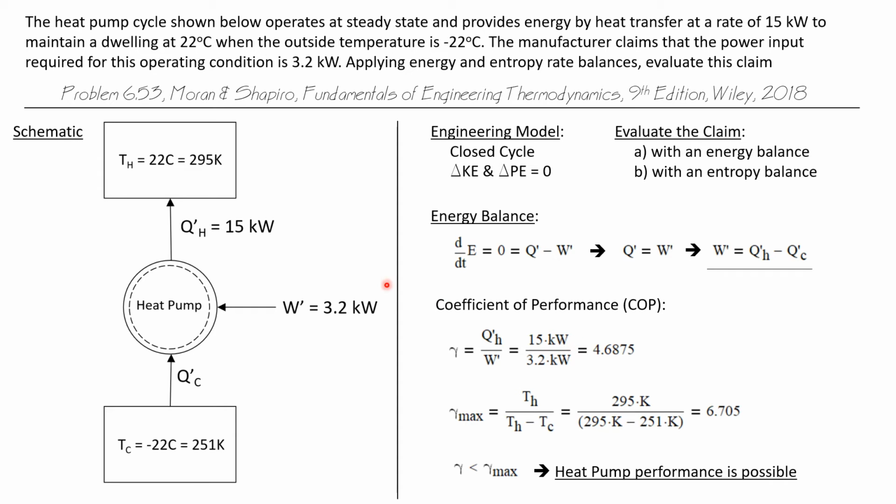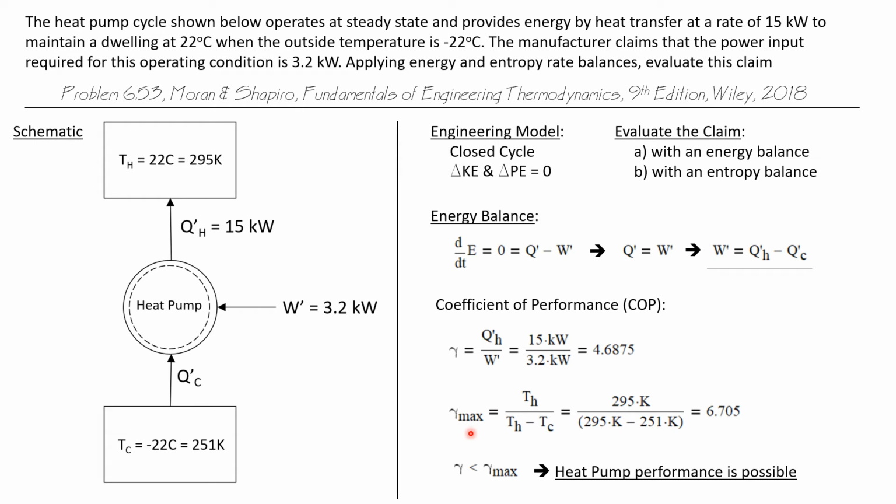Well, the Q dot H was given as 15 kilowatts. The power input was given as 3.2 kilowatts. So the manufacturer's claim is that the coefficient of performance is 4.6875. Let's see if that's possible.